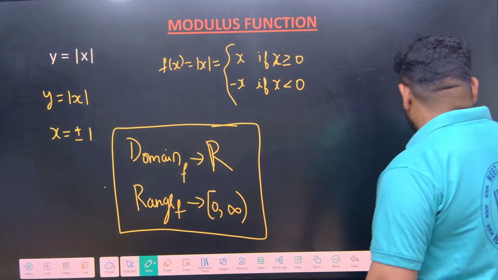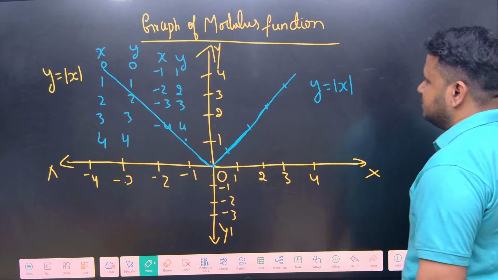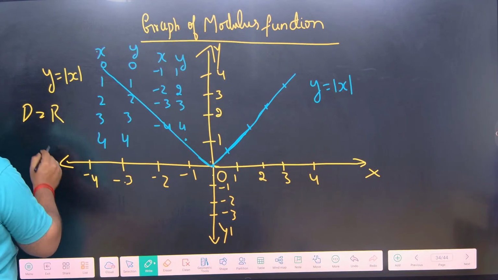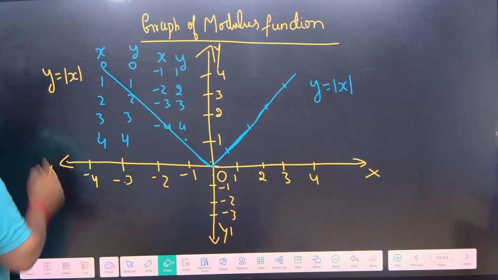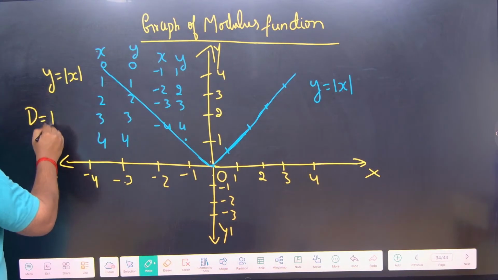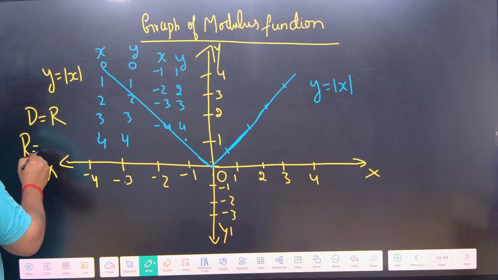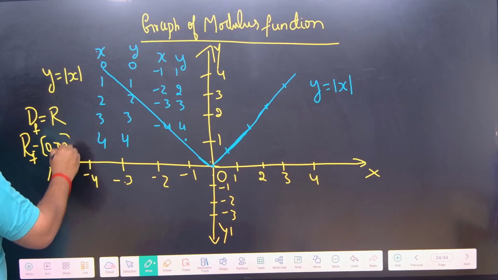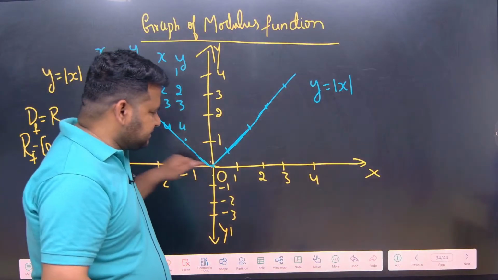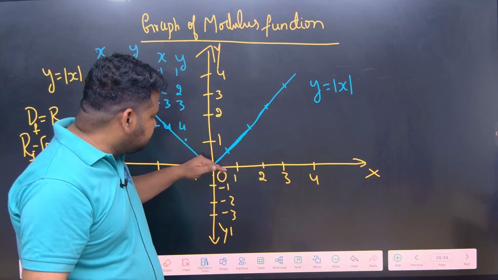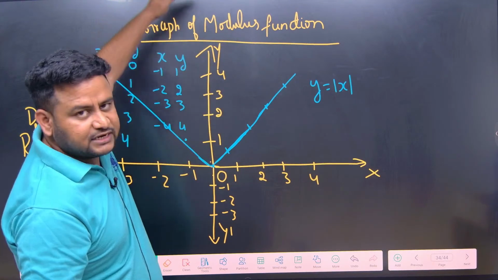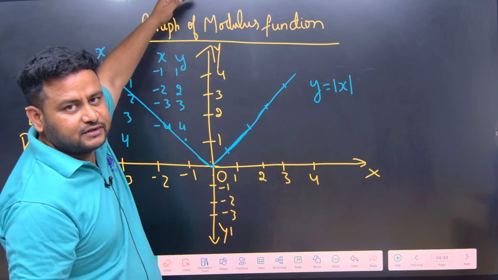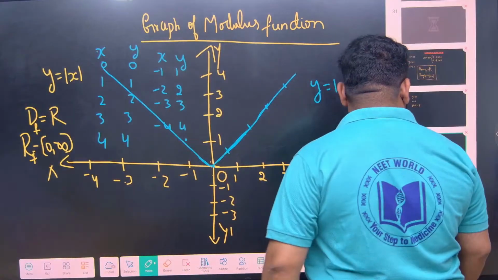Very important. Now if you look at this graph, for this the domain is what? The set of all real numbers. Range of this function is what? 0 to infinity. 0 to infinity means it starts from the x-axis, from the origin, and it will go up to infinity. Clear? It is starting from 0 and going up to infinity. So this is the meaning of the domain and the range of y is equal to mod x.